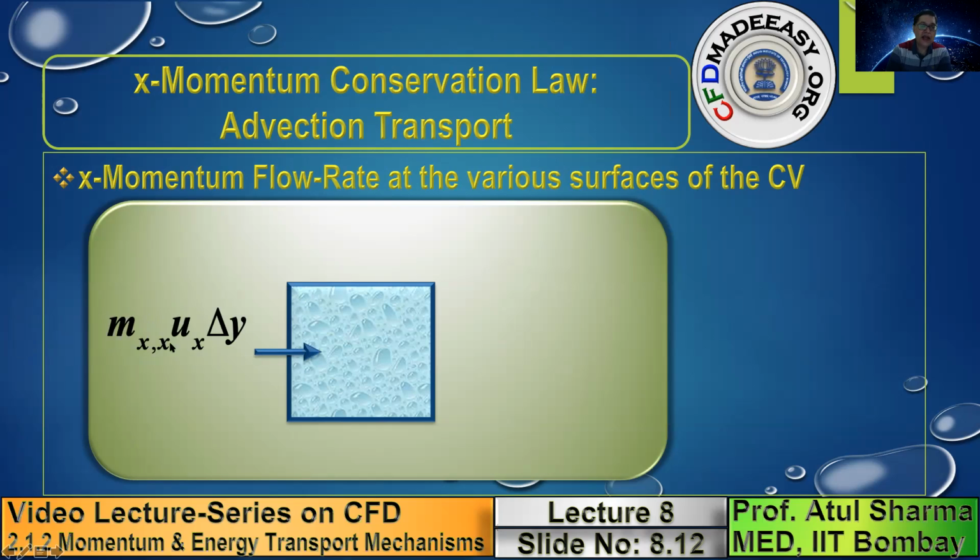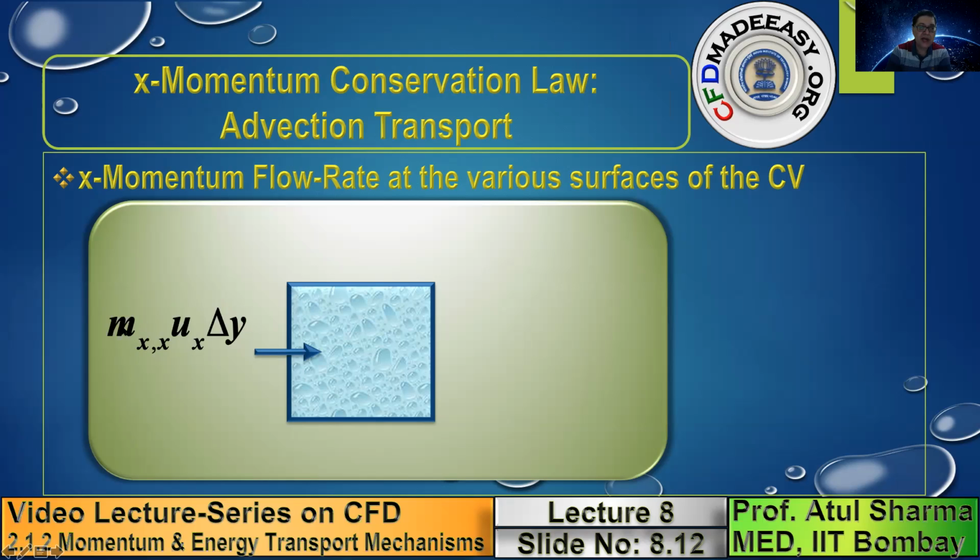This is the X momentum flow rate entering from the left surface of the control volume. Note that there are two subscripts of M. This M corresponds to mass flux, mass flow rate per unit area. If you consider a 2D control volume of height delta y and width delta x, then delta y in a 2D case will be the surface area.